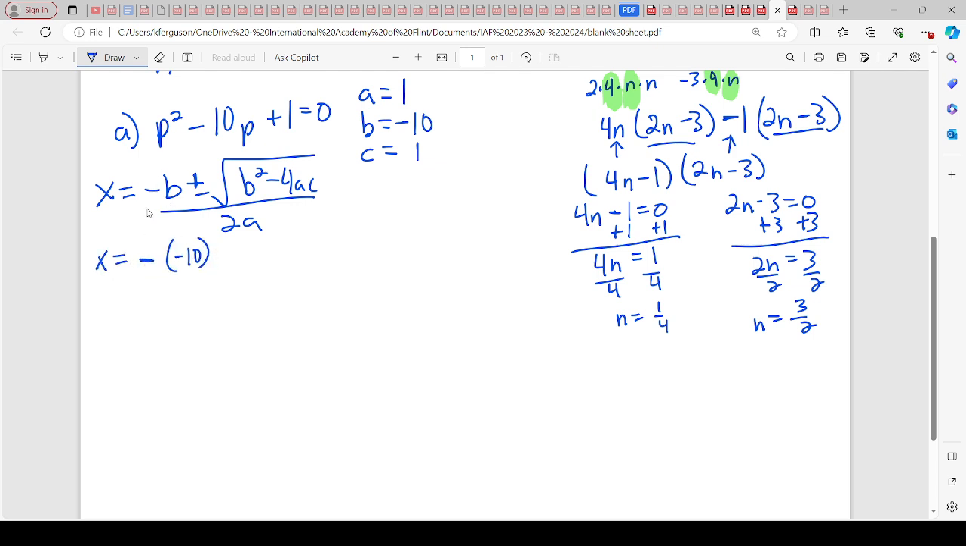It's important that you realize that negative b, that negative is not part of the b. B in this case is negative 10. So negative 10, plus or minus the square root of b squared. So that's negative 10 to the second power minus 4 times A times C. So that's 4 times 1 times 1, all over 2 times 1.